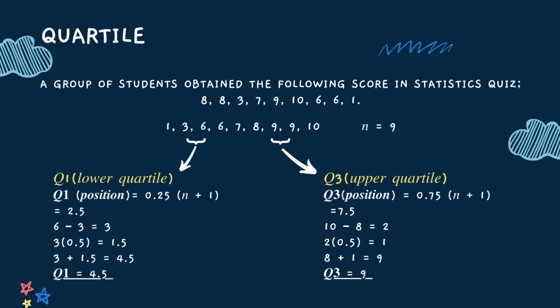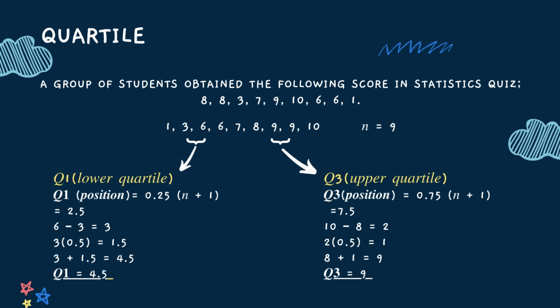So for the quartile, we have a group of students who obtained the following scores in a statistics quiz. We have the numbers here shuffled, or not in order, so we're going to organize them again like we have done in the Mendenhall method. It's just the same, but there are different rules. So first, we're going to find the lower quartile. Disregard the arrow first. Let's go ahead and solve the lower quartile.